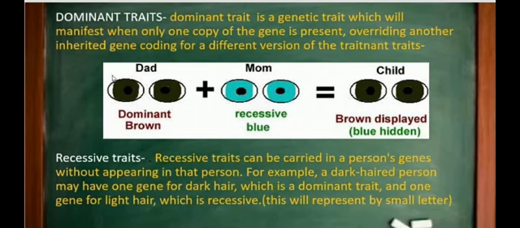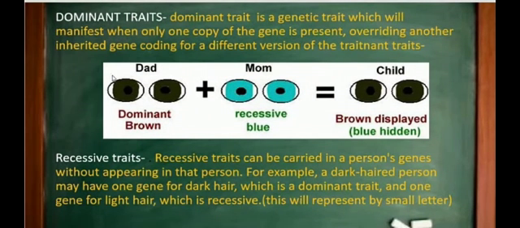A dominant trait is a genetic trait which will manifest when only one copy of the gene is present, overriding another inherited gene coding for a different version of the trait. And recessive traits can be carried in a person's genes without appearing in that person. For example, a dark haired person may have one gene for dark hair, which is a dominant trait, and one gene for light hair, which is recessive.